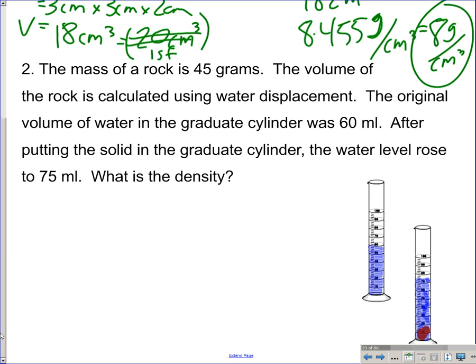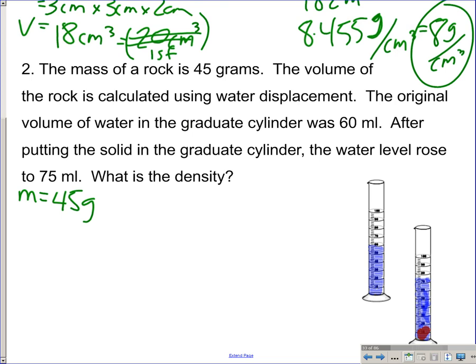All right, so now if I give you a rock, you don't have this perfectly cylindrical rock, how are you going to find the volume of that rock? Water displacement method. Please note that, because you will be doing a lab tomorrow, and I don't want to have to remind you. So reading, okay, I see first thing, mass. Mass equals 45 grams. The volume of the rock is calculated using water displacement. The original volume of the graduated cylinder was 60.